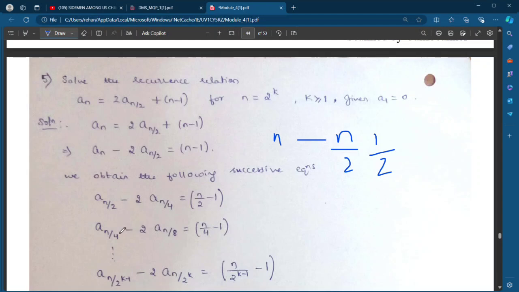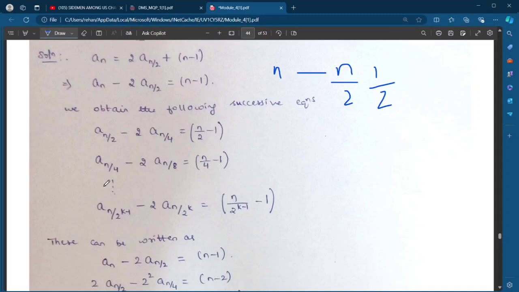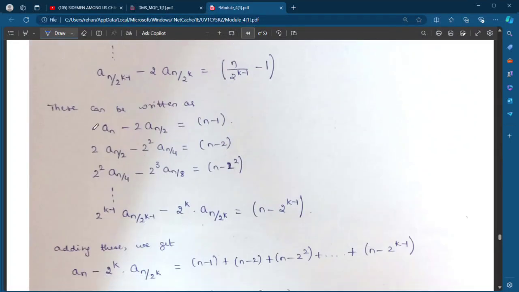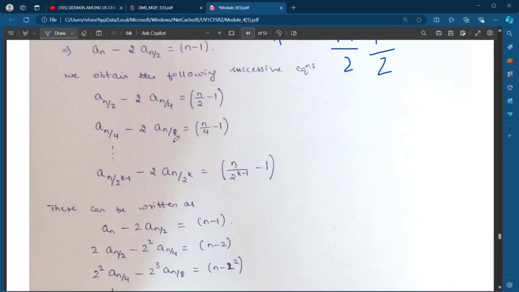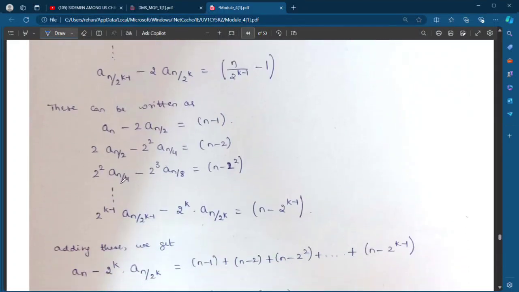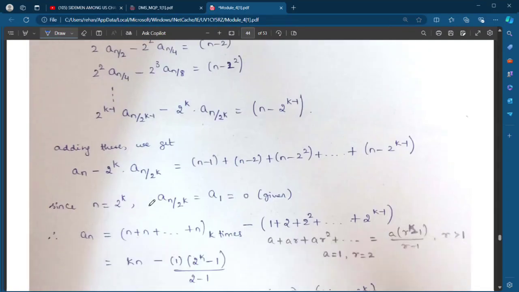So this was 2, it will become 4. This was 4, it will become 8, 2 will become 4. So on up to 2 power k minus 1. Here 2 power k, here 2 power k minus 1. These can be written as an minus 2 into a of n by 2 is n minus 1, 2 into a of n by 2 minus 2 square into a of n by 4 is equal to n by 2 minus 1. Since we are getting n by 8 like this here, right? Then 2 square into like that.